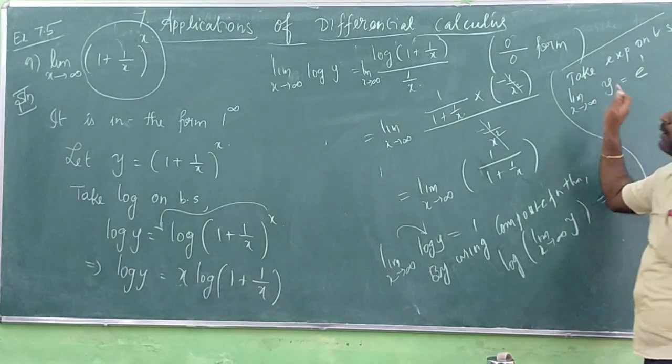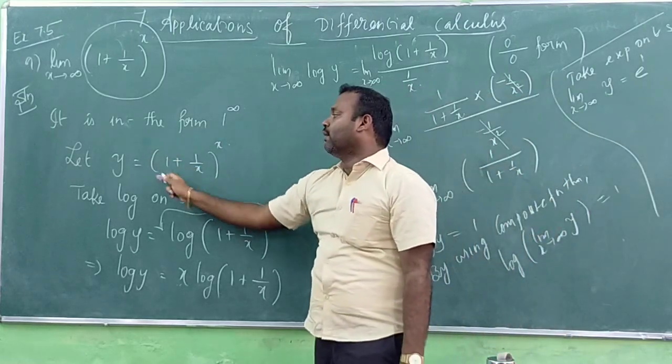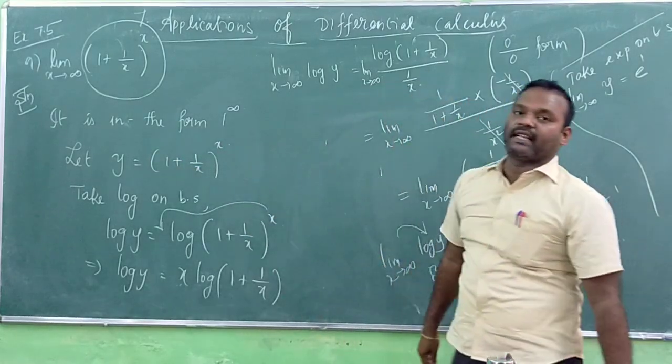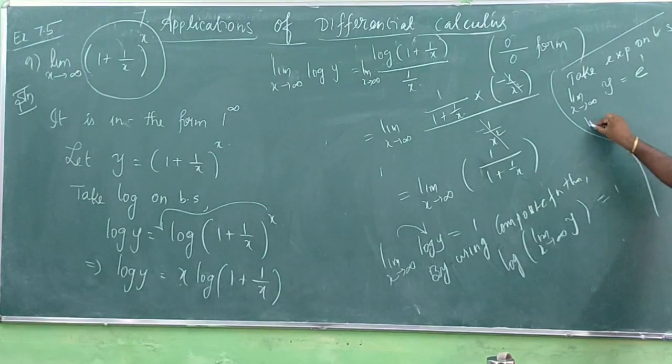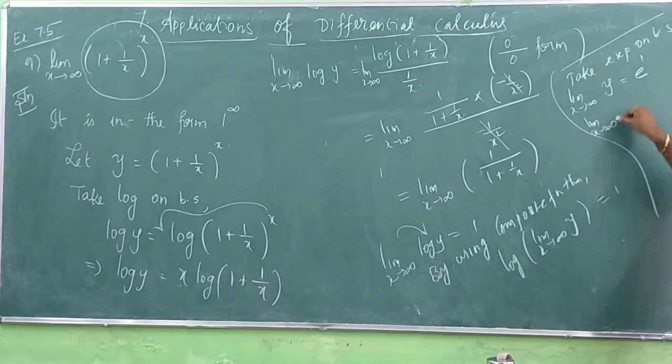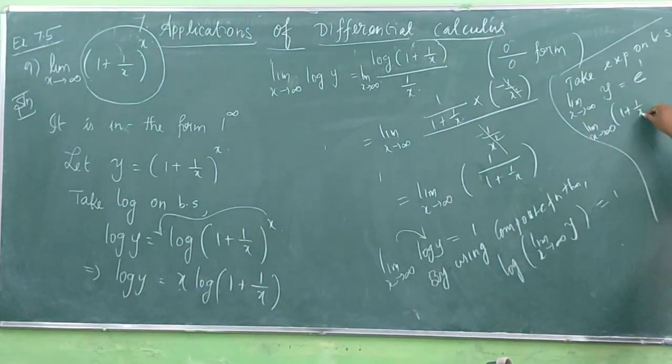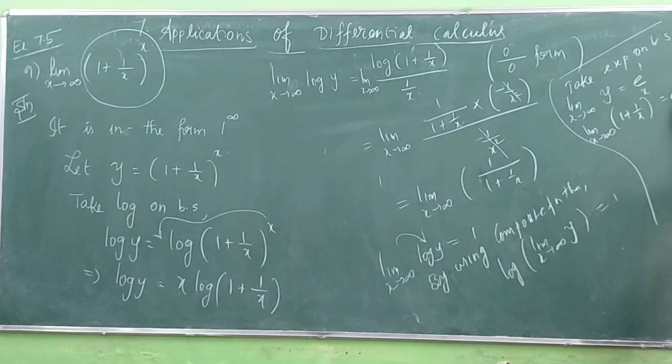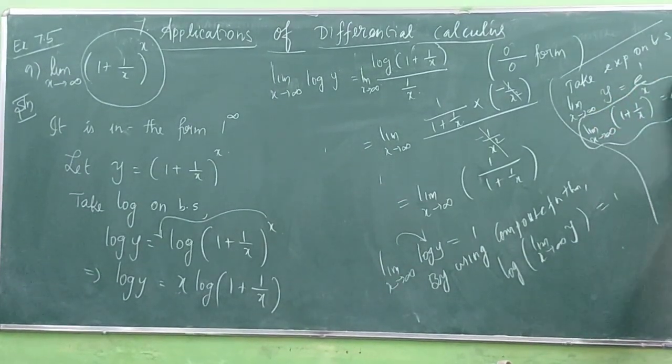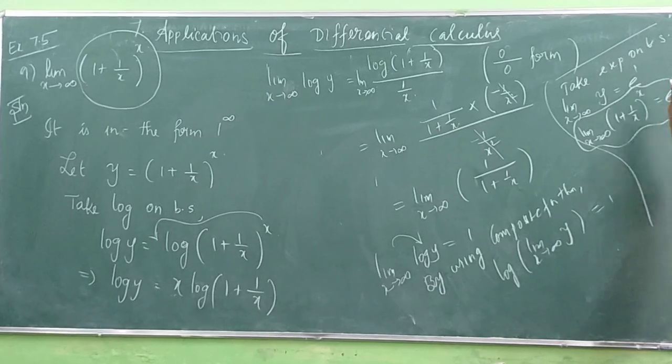And the last step, you have to substitute the value of y. Y is nothing but (1 plus 1 by x) whole power x. So limit x tends to infinity (1 plus 1 by x) the whole power x is equal to e. So the limiting value of the function is e.